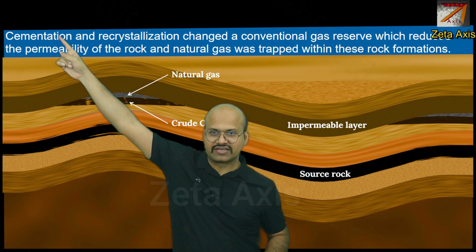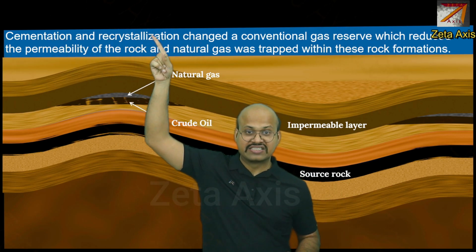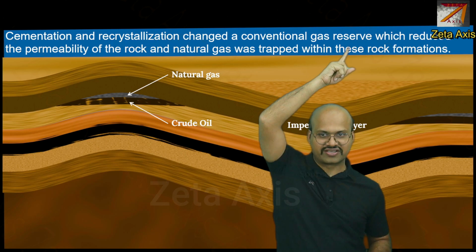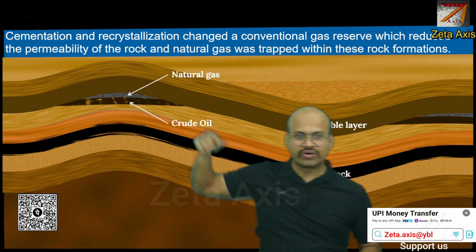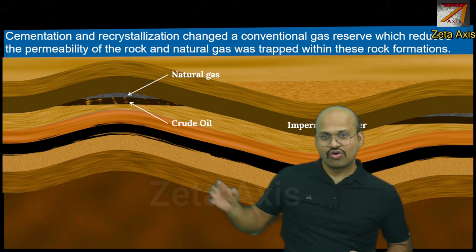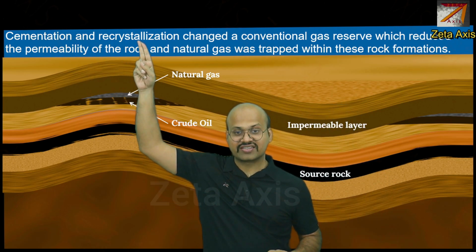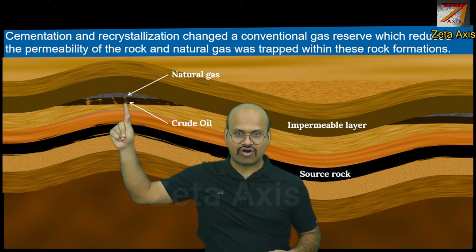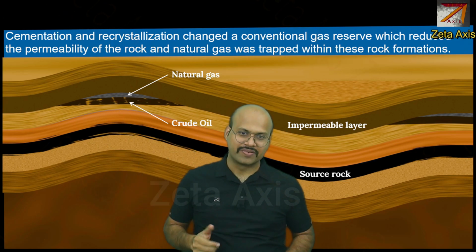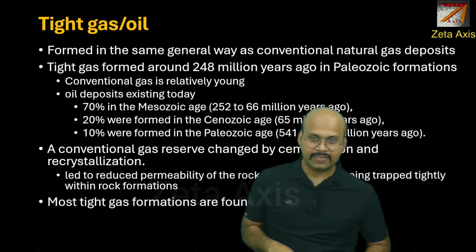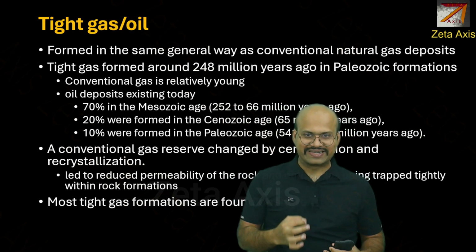Here cementation and recrystallization changes the conventional gas reservoir, which changes the permeable rock into an impermeable rock. So because of this cementation and recrystallization, this layer of rock which was permeable gets converted into an impermeable rock. So here is a little bit detailed understanding.